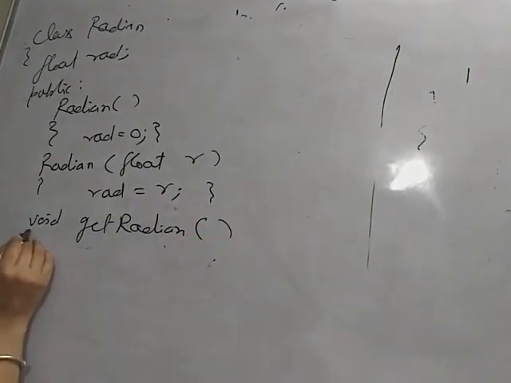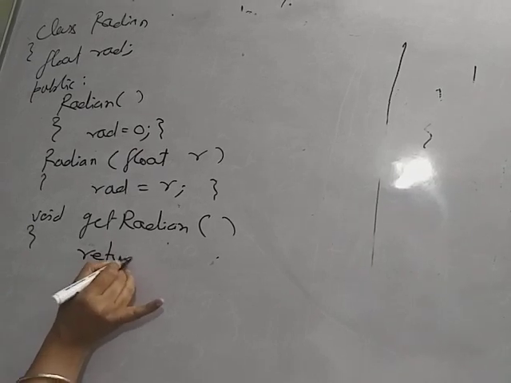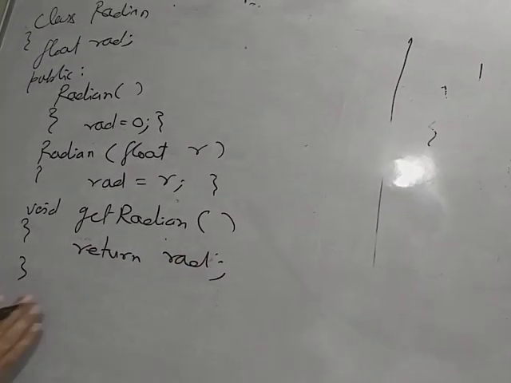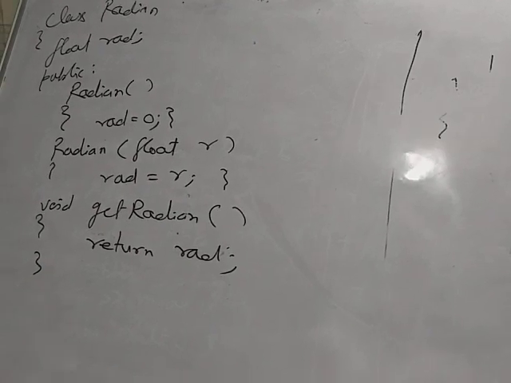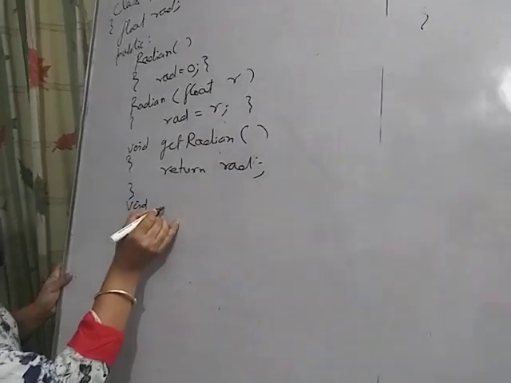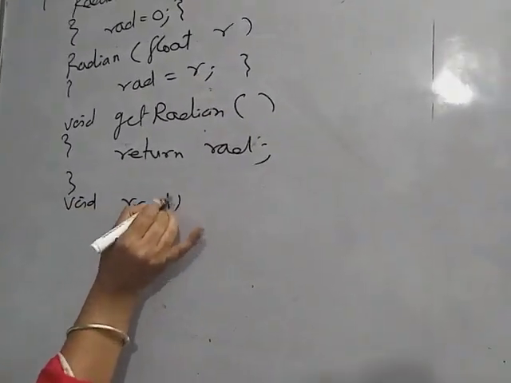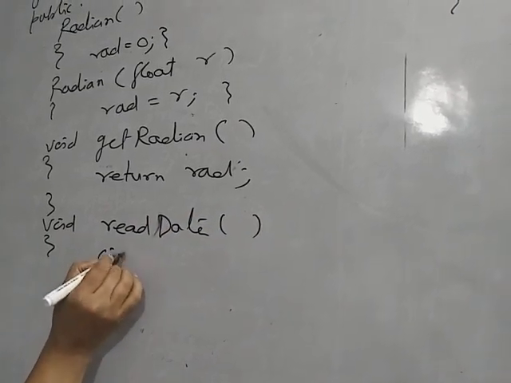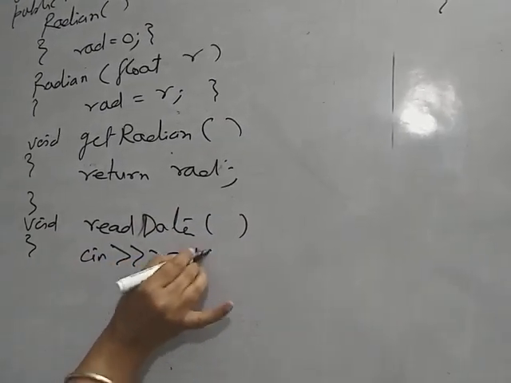which returns its data member. Similarly you can write show data and read data. Now this is the simple radian class. If you want to write the input function, then you can take read data, cin radian. Okay.